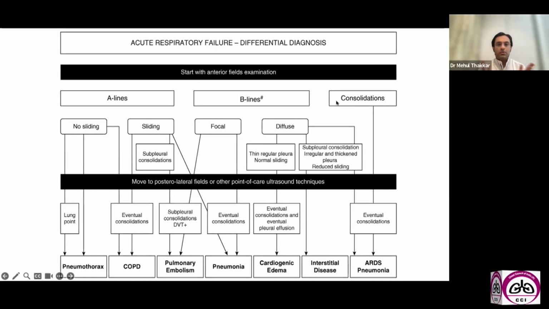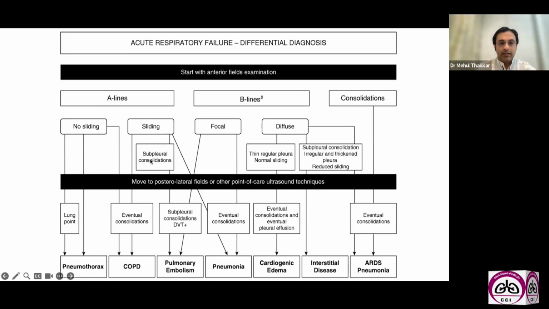This is the protocol that you can follow in patients who have acute respiratory failure with ultrasound coming to your aid. If you have a patient who has acute respiratory failure, you start with the anterior fields where you look out for A lines, B lines. If you see no sliding sign, then look out for a lung point. If you don't see the lung sliding over the pleura, then you look for a lung point. If there is an absence of sliding, or if you find a lung point, then that means a pneumothorax is confirmed.